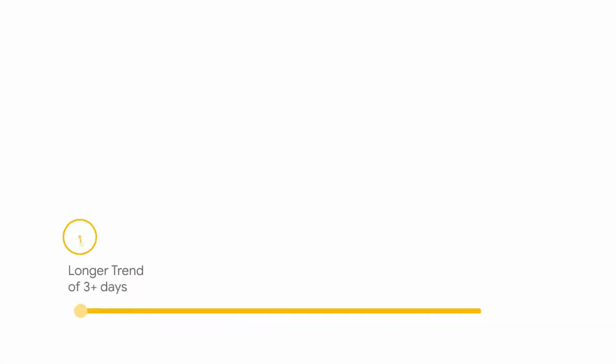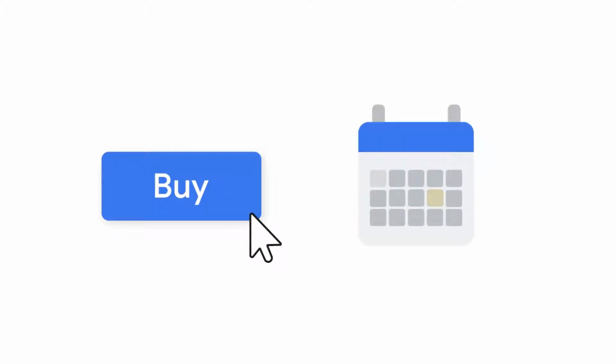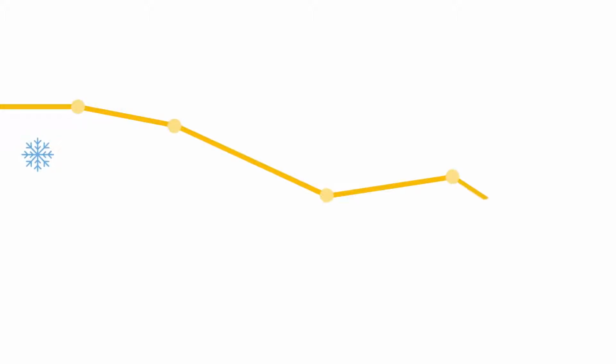During longer seasonal trends, it's expected to see a sustained increase or decrease in conversion rates. An example is if you experience a gradual increase in your conversion rate over the holiday season. For longer trends like this, your smart bidding requires no immediate action, since the shift in conversion rate is gradual. Smart bidding learns from how behavior changes on a particular day of the week in the past, so seasonality due to day of the week effects is explicitly accounted for. Also, when seasonal trends wind down, smart bidding will recognize this shift and return to your regular performance once the seasonal period is over.